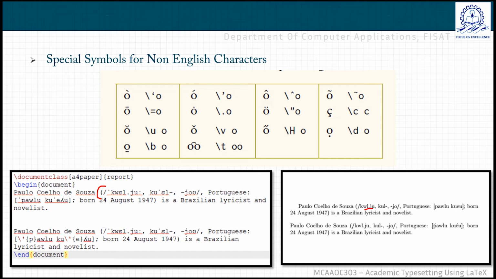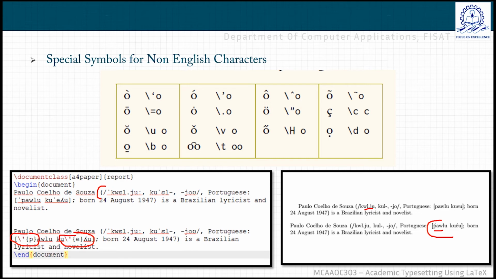But if we want to use this kind of accents in a letter, you can use any of these characters. See a simple modification here. In this Paulo Coelho, for this P, I use this particular symbol. See this slash single quote P in braces. So in the output it appeared accordingly, Paulo, and after that U, I have used this particular symbol, slash single quote within these braces.